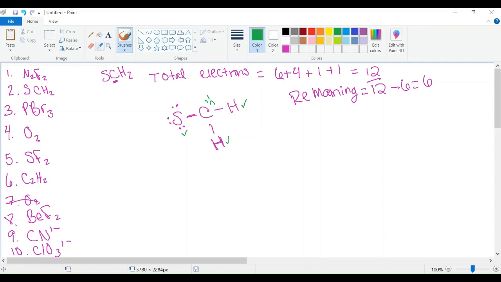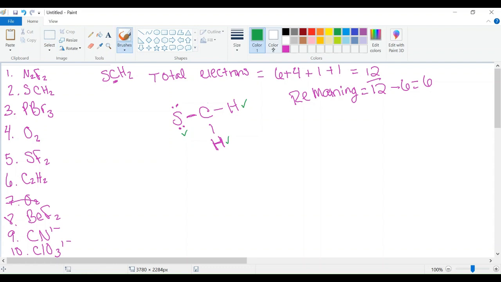So what I need to do, I can't erase my sad face. What I need to do is take 2 of these electrons. I'm going to take these ones just so my image stays symmetrical. And I'm going to share them with carbon. So these 2 electrons are going to get turned into a bond. So I'm going to take them away from sulfur.